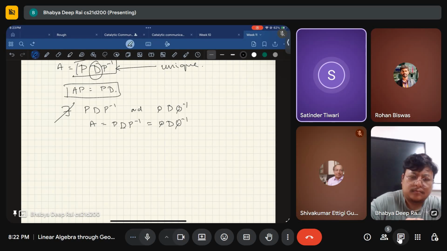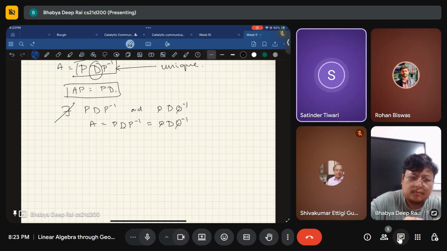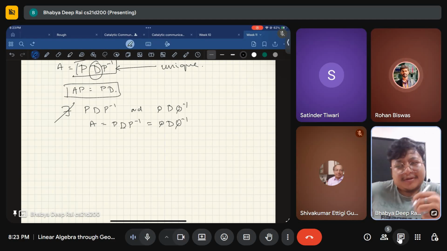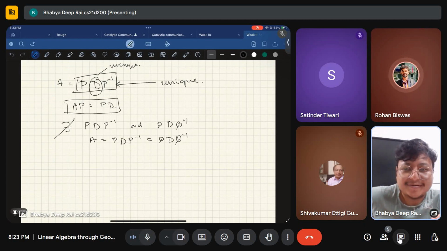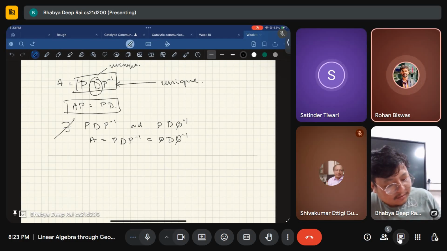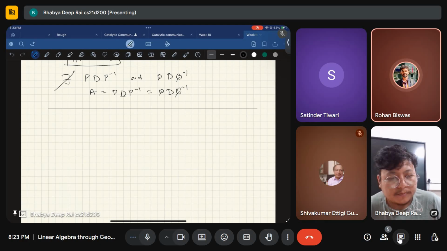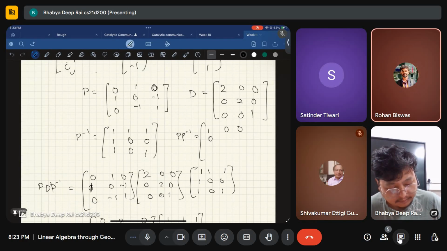Lambda equal to 2. We have got v1 as 0, 1, 0, and v2. Can you go a little bit up? It'll be easier to understand, Satinder. He's referring to that problem only, I think. Lambda equal to 2 repeats twice. Sir, can you write this part? We can go a little bit up also if you want. Okay, cool.